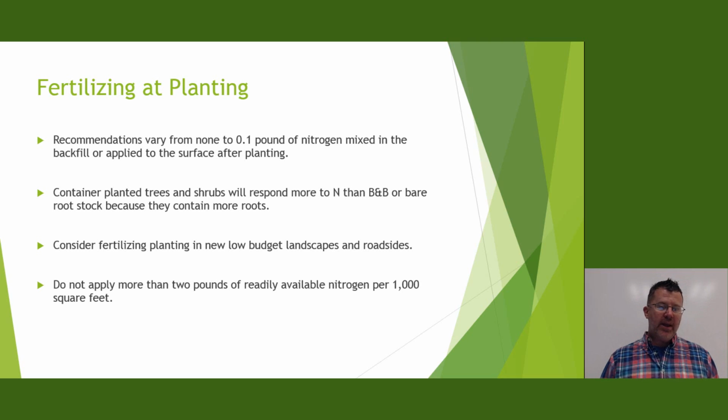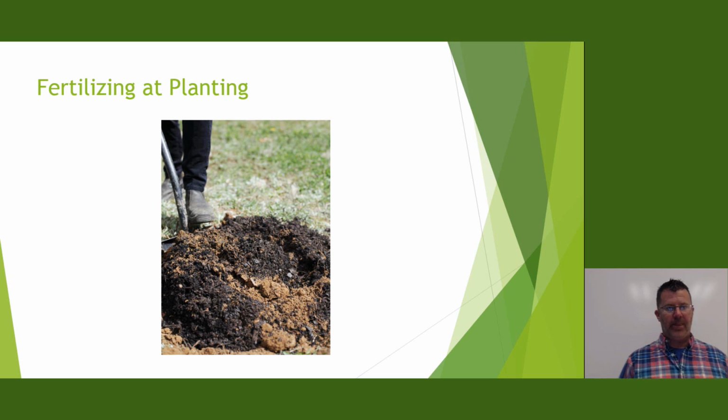Consider fertilizing plants in our new low budget landscapes and roadside. So if you do get a contract where you are doing a property that is not going to be maintained as much as a high-end residential, you may want to incorporate this 0.1 pound of nitrogen at planting. But remember, do not apply more than 2 pounds of readily available nitrogen per 1,000 square feet. And here is just an example of mixing in some soil conditioner and manure to the topsoil that you're going to plant around the root ball.